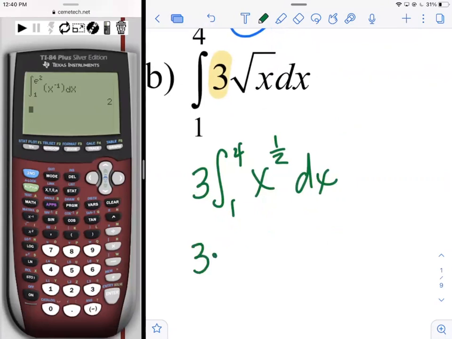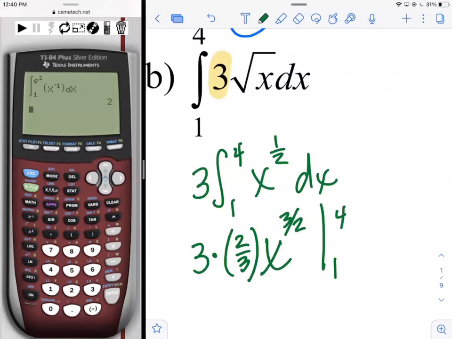3 goes along for the ride, times, leave a little space. X to the 1/2 plus 1 is what? 3/2, right? And we either divide by 3/2, yucky, yucky, gross, gross, or multiply by its reciprocal, 2/3. And then we evaluate it from 1 to 4.